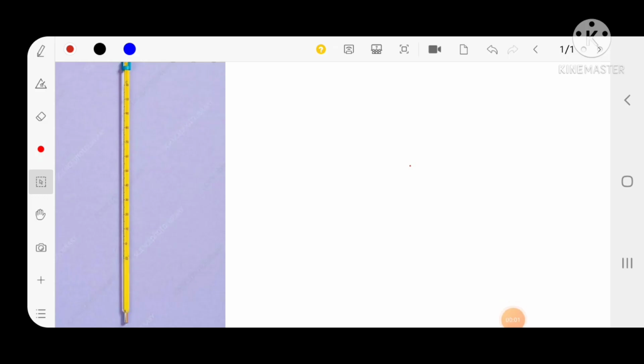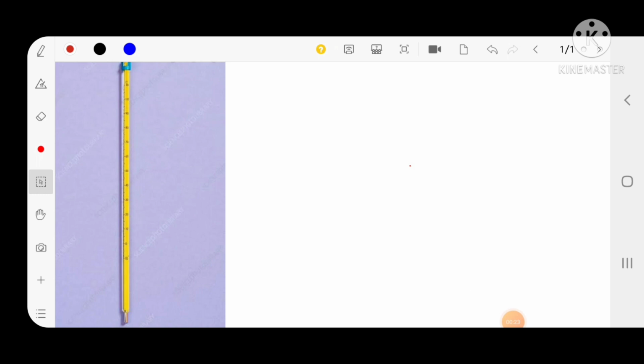This is the laboratory thermometer. The temperature shown in this is also read by the same method as we did in the clinical thermometer. Here also we can calculate the measure of one division by using the same method as we did in the clinical thermometer.